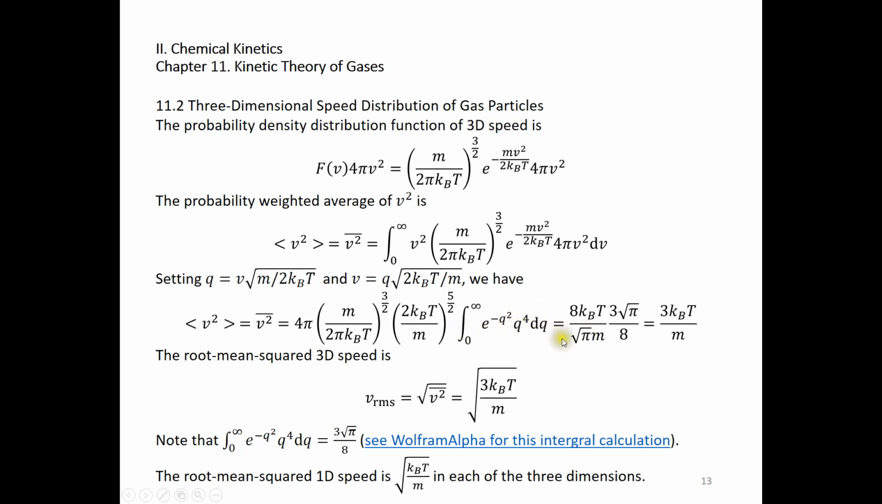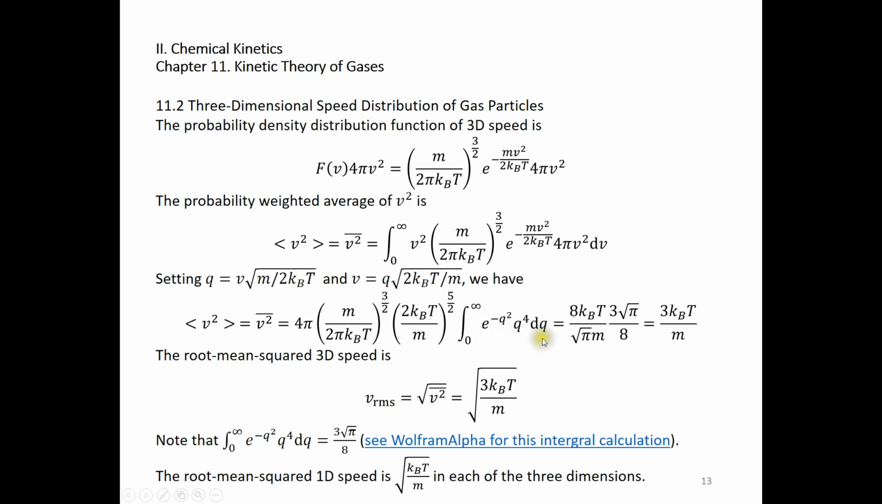This is not trivial. I didn't want to do this by hand. It's doable, but I used Wolfram Alpha. So if you just download this PowerPoint file, you can click this. You can see how Wolfram Alpha tackled the problem. The value is 3/8 times the square root of pi for this integral.